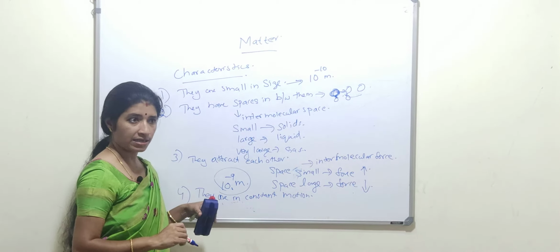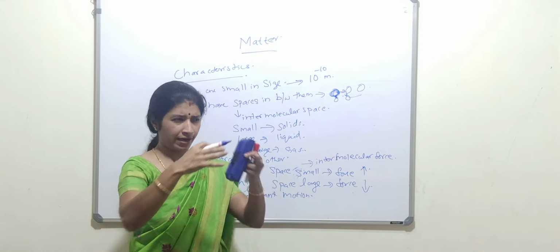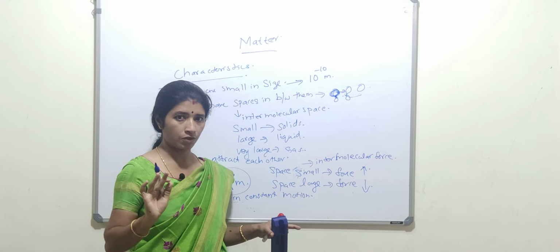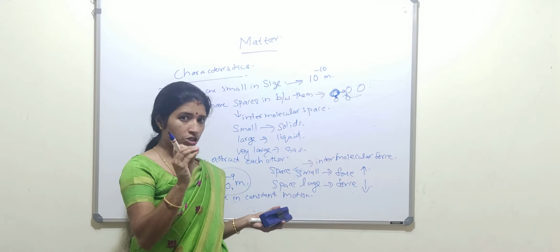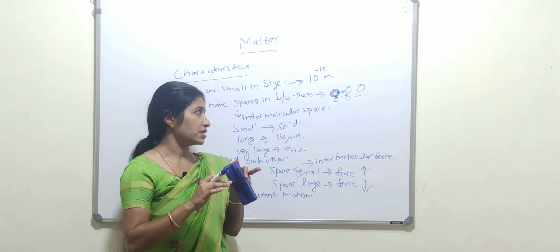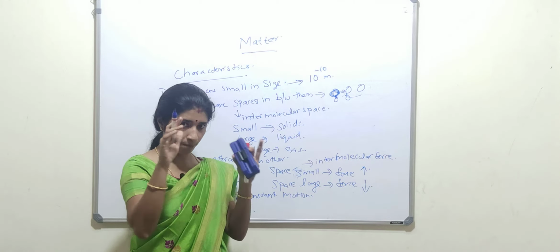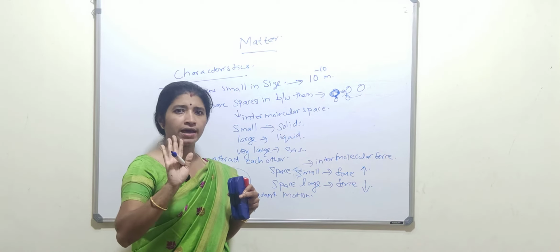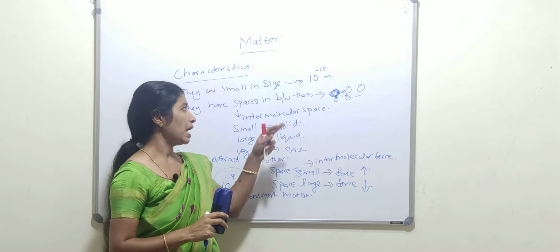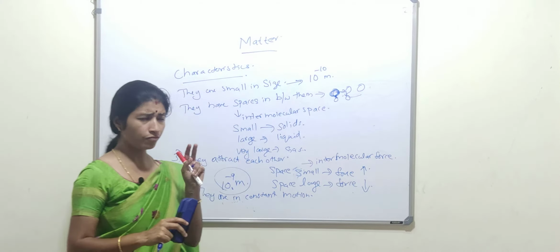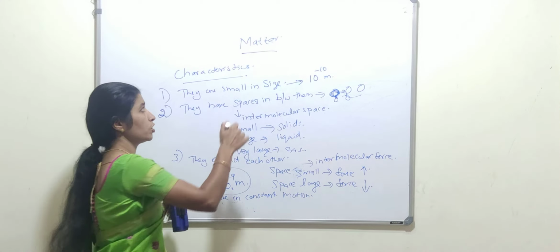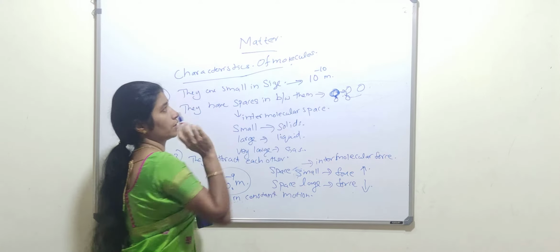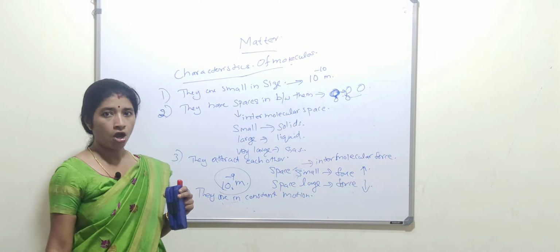Okay, in the case of a gas, they can move randomly everywhere in the space available to them. In the case of solids, they can vibrate only within their mean positions, and in the case of liquids, they can move within the boundary of the vessel they are held in. And in the case of a gas, they can move randomly everywhere in the space available to them. Okay, these are the four most important characteristics of molecules.